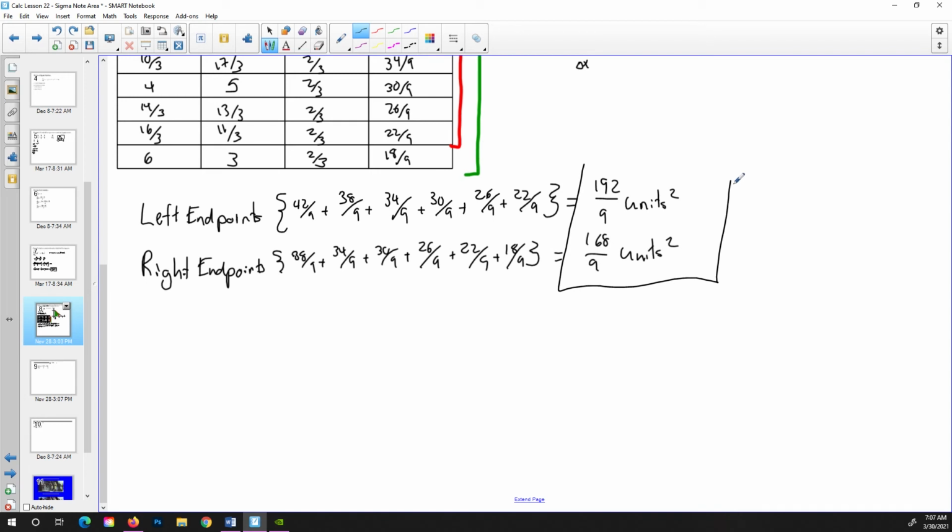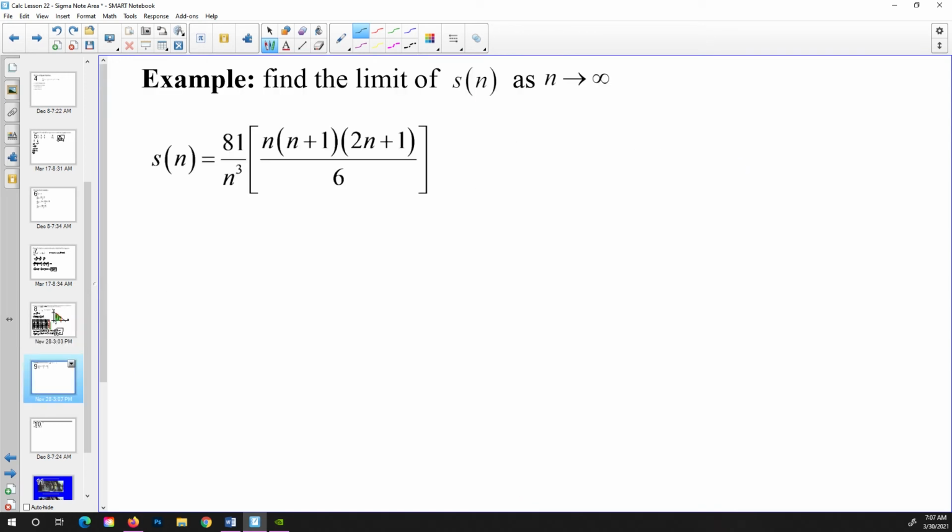Boxes around those. All right. Next example. Find the limit of s sub n as n goes to infinity. All right. So here's what we're trying to do. We're trying to find the limit as n goes to infinity of s of n.